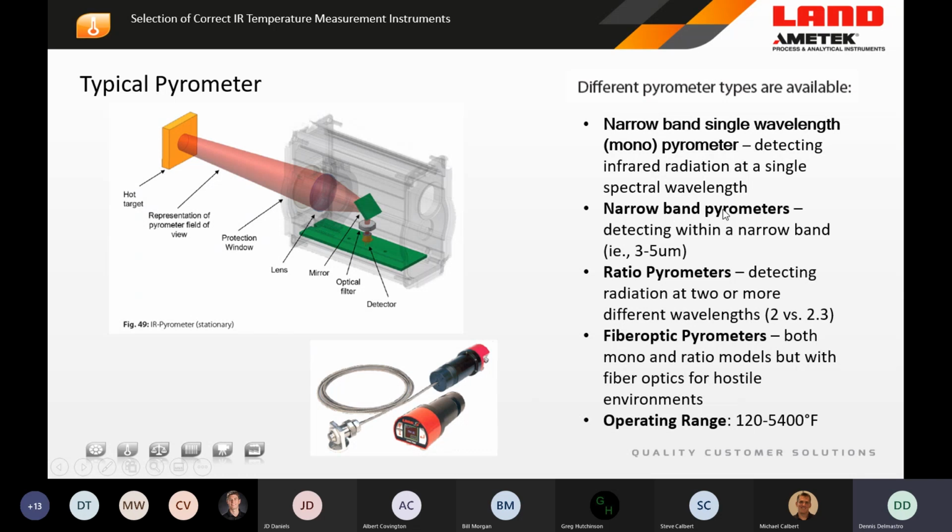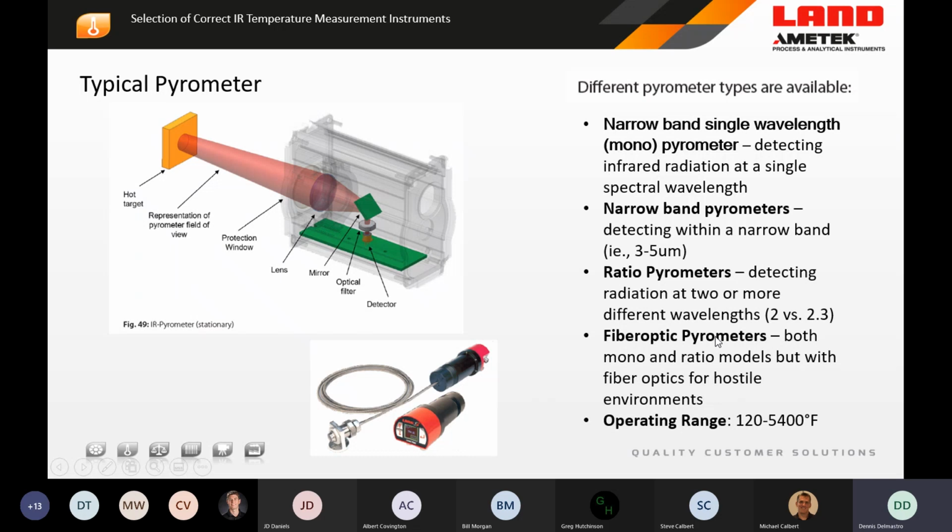You can have narrow band pyrometers, which detect within a narrow band, for example, let's say 3 to 5 microns. You can have ratio pyrometers that are using 2 or more different wavelengths. Let's say 2.0 versus 2.3. So those are ratio pyrometers.